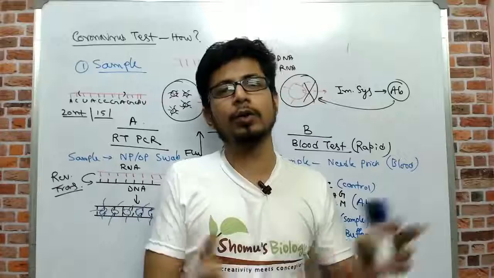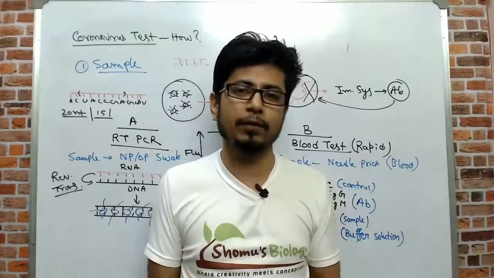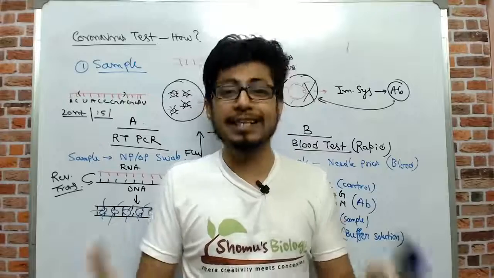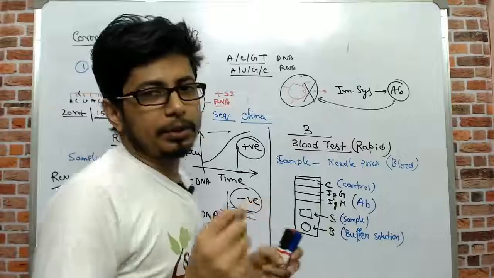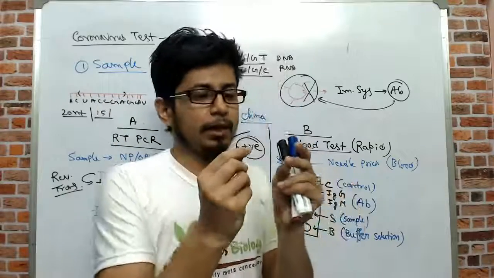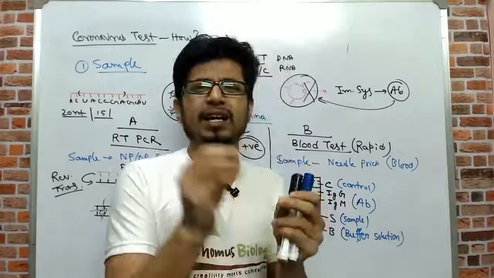And as I told you earlier in the prediction video, all of us at some point have been infected with this coronavirus, so it's nothing to worry about. Now let's see how this test will work. What you need to do is simply prick any of your fingers with a needle and take a drop of blood.